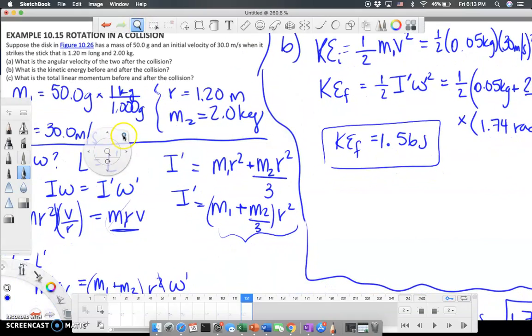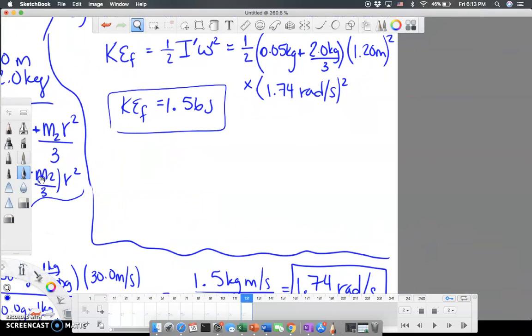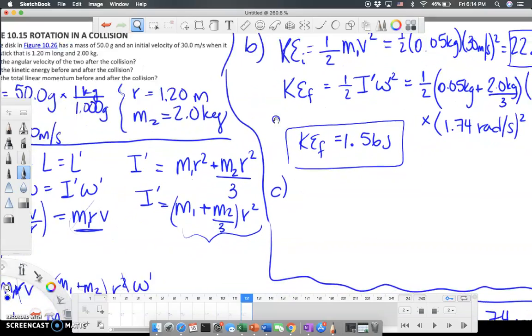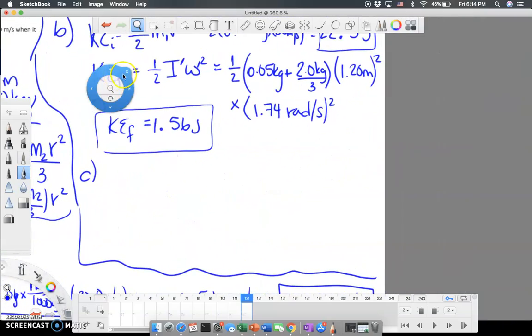Now, the last question is asking for the total linear momentum before and after the collision. So part C is going to be the total linear momentum before and after the collision. I'm going to pause here and start another video to continue this problem.